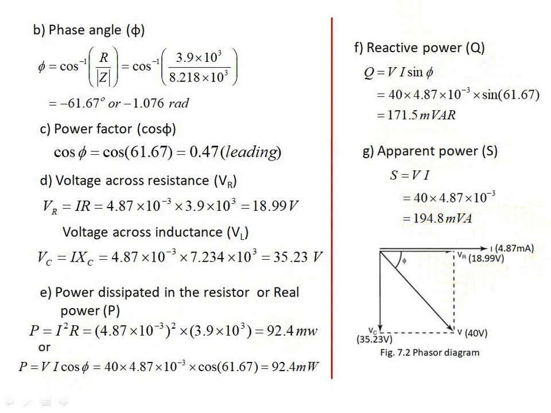So here you will find that the voltage vector, supply voltage, makes an angle, in this case 61.67 degrees, with respect to the horizontal component in the clockwise direction. So the supply voltage is lagging behind the current by an angle of 61.67 degrees.